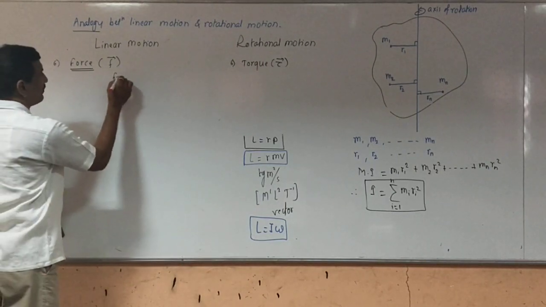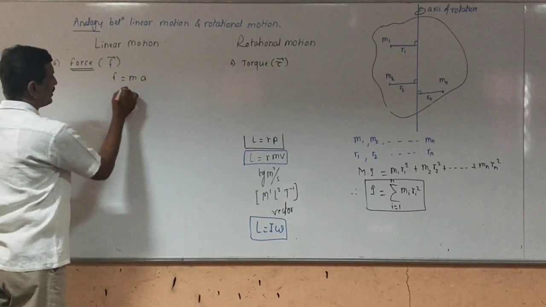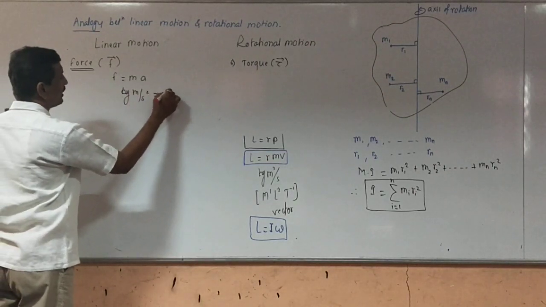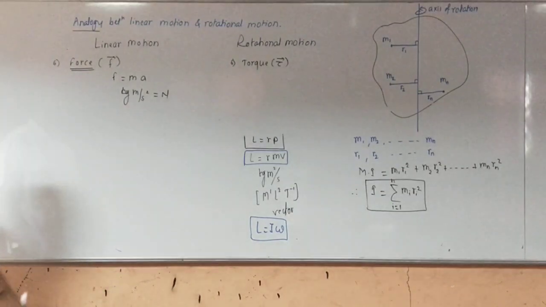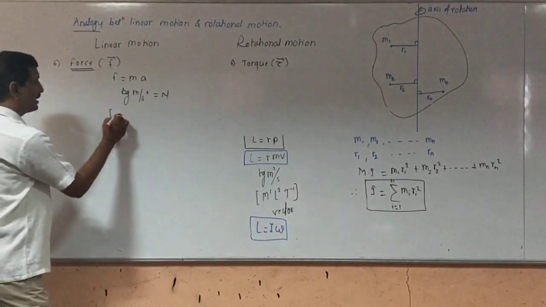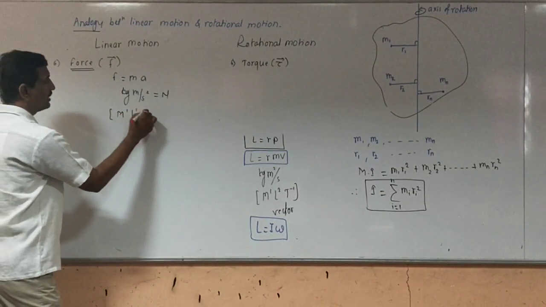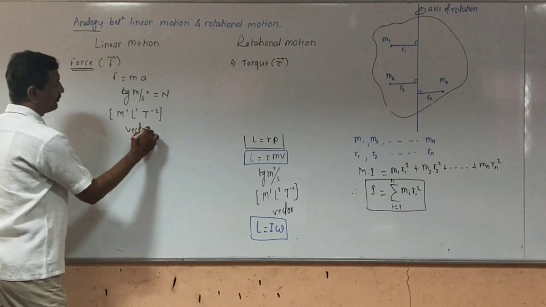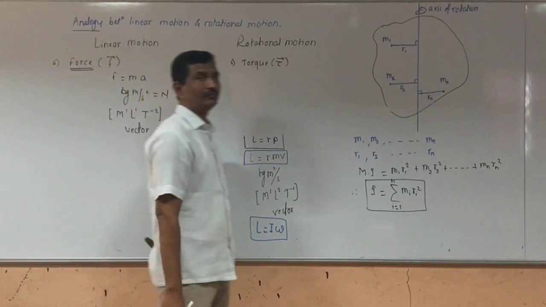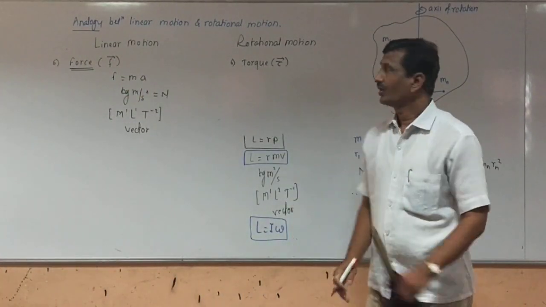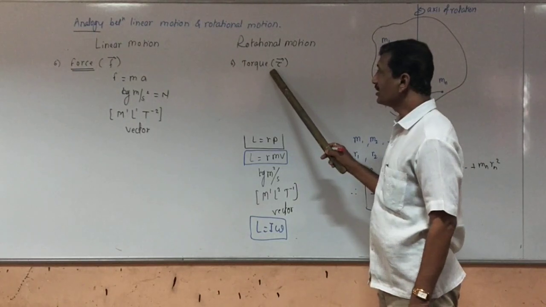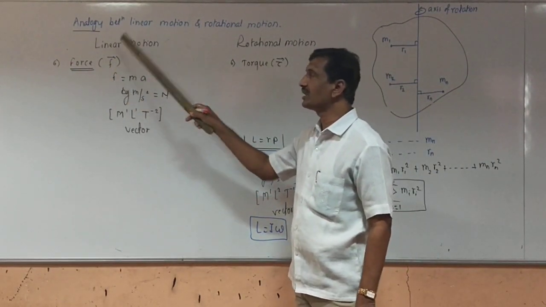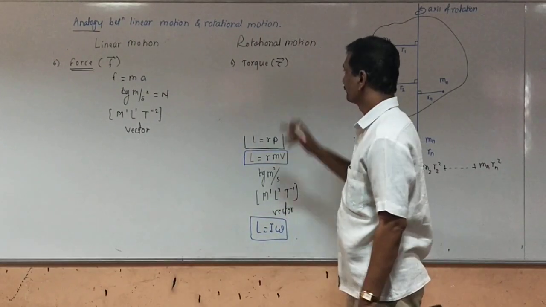Force is the product of mass and acceleration, hence its unit is kg meter per second square, and this unit was named the Newton. The dimension of force is 1 in mass, 1 in length, and minus 2 in time, and force is a vector quantity. Torque is the physical quantity analogous to the force in case of linear motion.